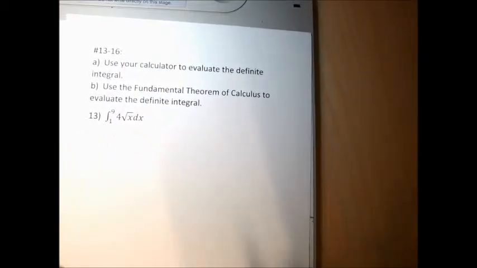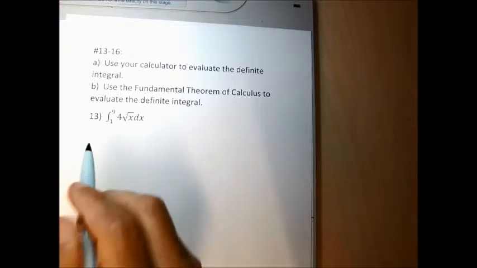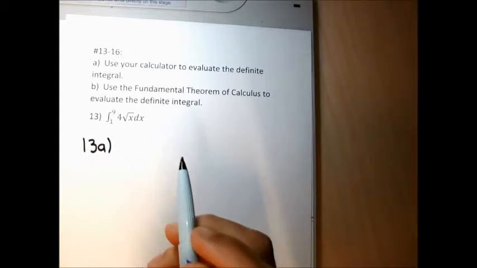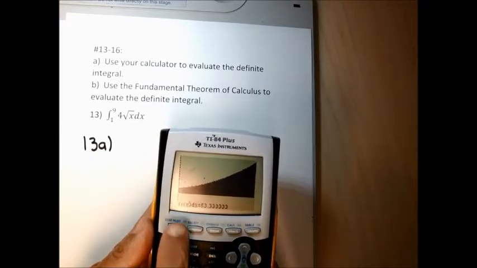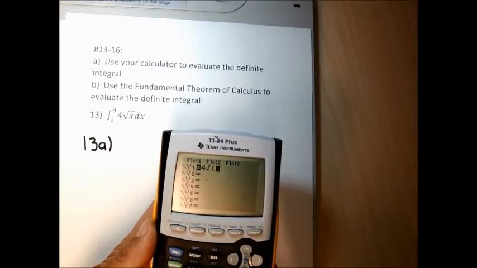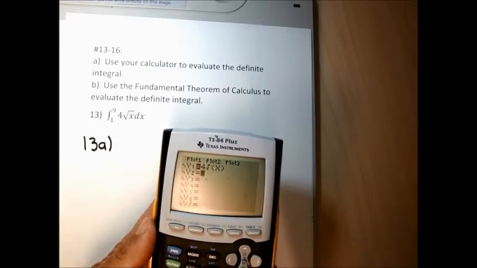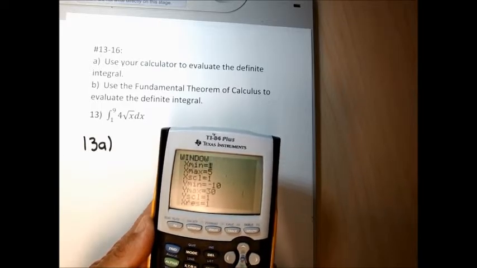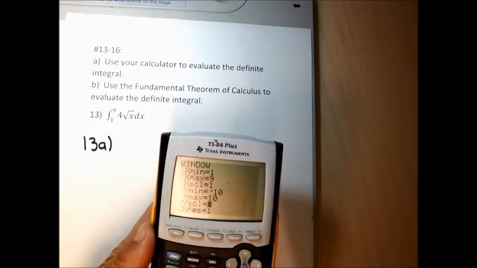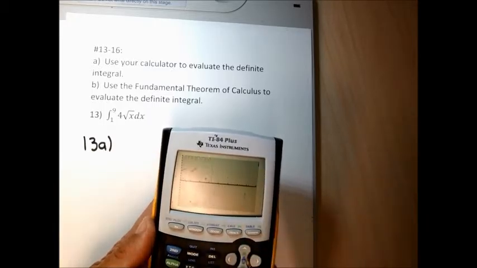So for 13 through 16, I'm asked to use my calculator and then do it by hand. So for 13A, I'm going to use my calculator, and you can't really show anything here other than the answer that your calculator gives me. So I'm going to enter the function 4 times the square root of x. And then my window has to go from x equal to 1 to x equal to 9. And I'm going to make my y's back to normal. I don't have to see the picture here perfectly. If it shoots off the screen, I can live with it.